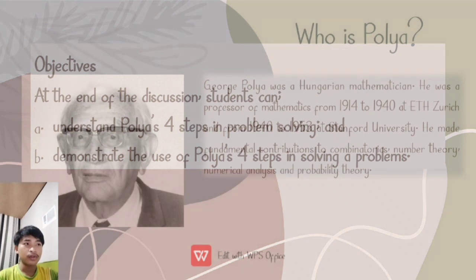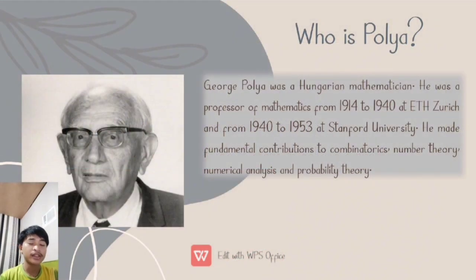So, who is Polya? George Polya was a Hungarian mathematician. He was a professor of mathematics from 1914 to 1940 at ETH Zurich and from 1940 to 1953 at Stanford University. He made fundamental contributions to combinatorics, number theory, numerical analysis, and probability theory.